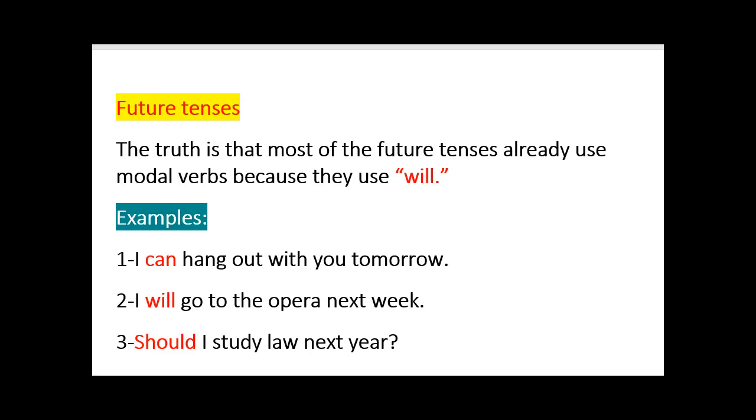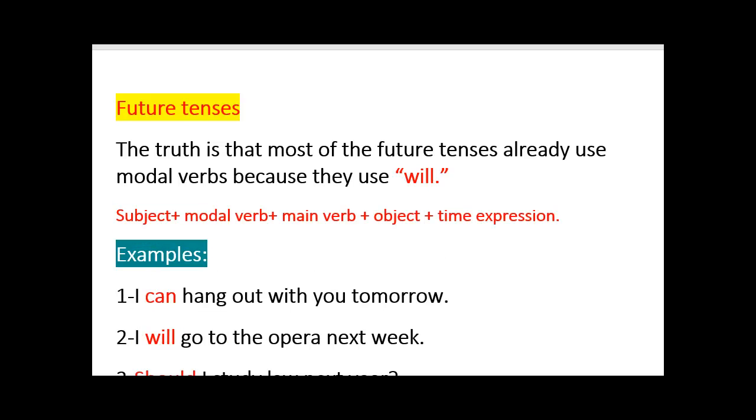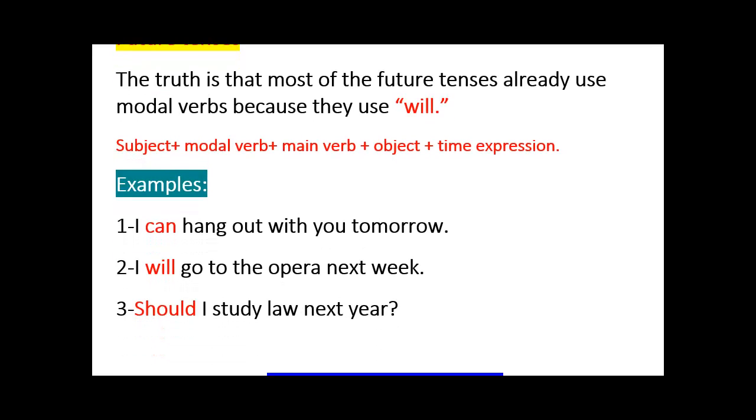I will go to the opera next week. Again, subject, modal verb, main verb, object, and then time expression. Should I study law next year? That is, again, subject plus modal verb plus main verb plus object plus time expression. It applies in the whole thing. And when we are asking a question, we start with the modal verb, as we said before, and then the subject, and then the verb, and then the object, and then the time expression, next year or next week, talking about the future, or tomorrow, all future expressions.